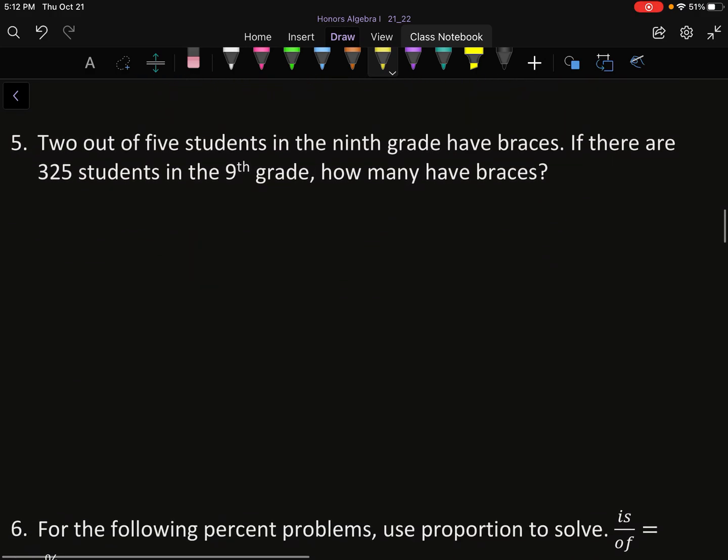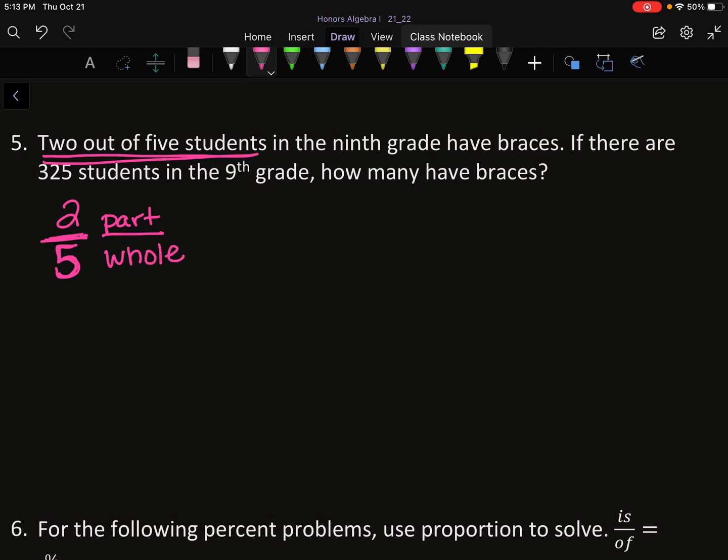Let's keep moving here. Here are actual ratios that they're giving us, and I have to figure out some other information. So it says 2 out of 5 students in the 9th grade have braces. So 2 out of 5. Okay, that's 2 out of 5. And we also know that this is part over whole, right? There are 325 students in the 9th grade. How many have braces? So 2 out of 5 do have braces.